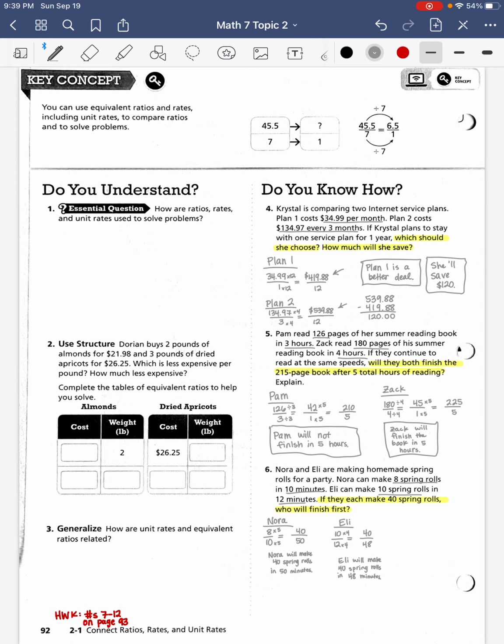So the question is, if they make 40 spring rolls, who will finish first? Eli will finish first.